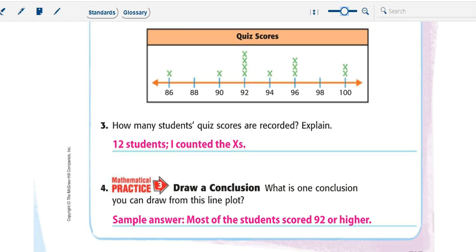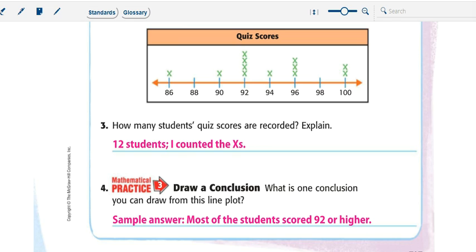You're going to count the x's. Remember that each x represents a vote or something that people said, okay? So you count the x's and you know that 12 students were asked about this, okay? Now, let's do number 4. Draw a conclusion. What is one conclusion you can draw from this line plot? Most of the students scored 92 or higher.